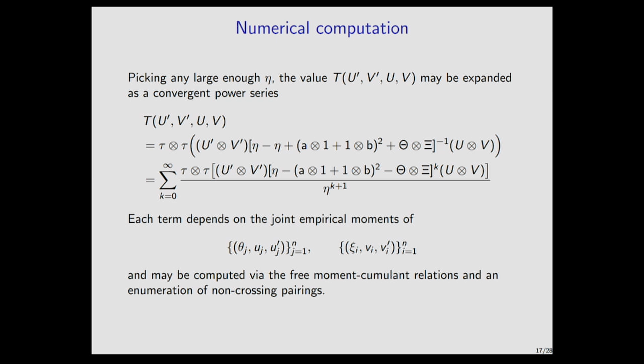And if you choose eta large enough, this will be convergent. And because it's geometrically convergent, you can approximate this quantity by computing a sufficiently large number of terms of the series expansion. And the terms of this expansion you can compute rather explicitly. They depend only on the empirical moments of these theta, u, and v vectors defining your problem. And you can compute them through the free moment-cumulant relations. I'm not going to go through the details of this, but you can find them in the paper. What this involves is an enumeration over a pair of non-crossing pairings for each of these terms.